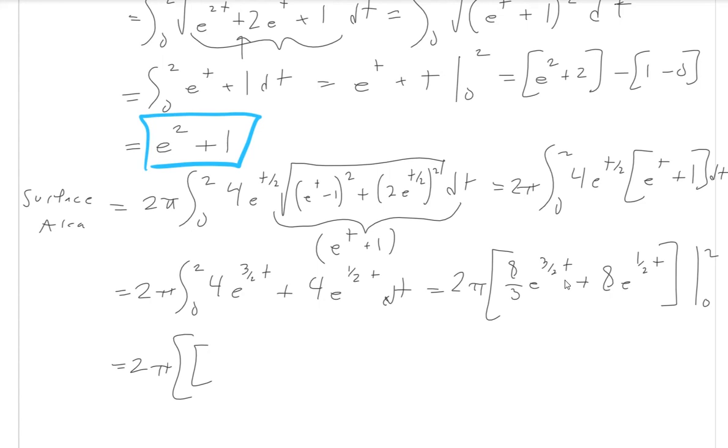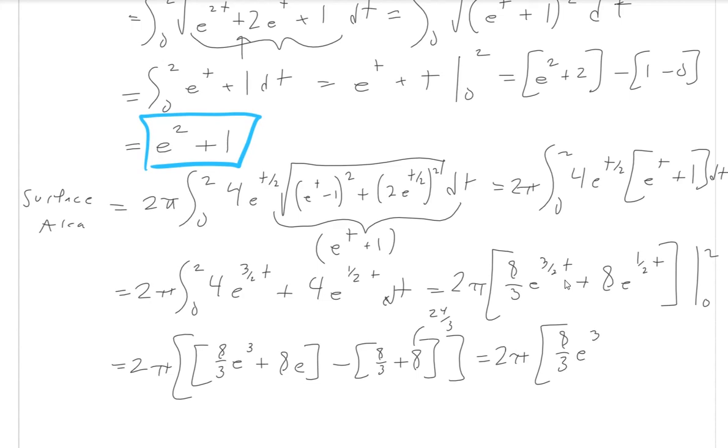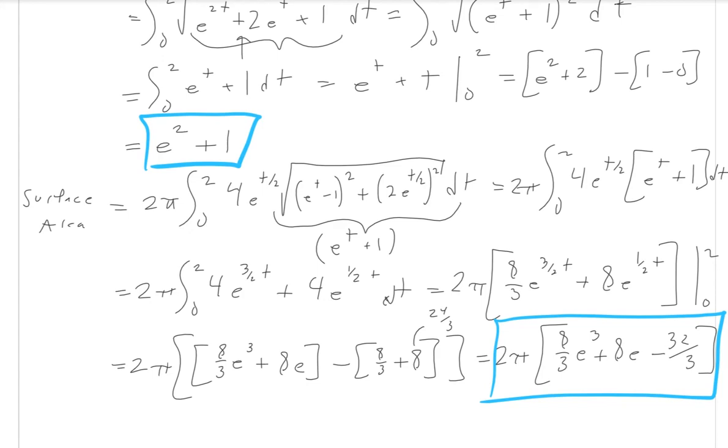If we plug in 2, we get 8/3 e^3 plus 8e. And if we plug in 0, we already talked about this, e^0 is 1, so that's 8/3 plus 8, where 8 is 24/3. So you get 2 pi times 8/3 e^3 plus 8e, and this one's going to be 24/3 plus 8/3 is 32/3, so minus 32/3. And that would be our surface area.